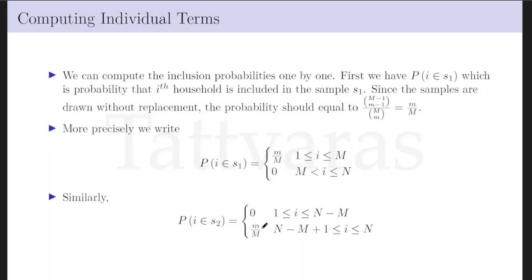Similarly, we can compute that for i belonging to S2, this will be 0 for the first n minus m units. But for the last m units, this will be similarly small m divided by capital M.